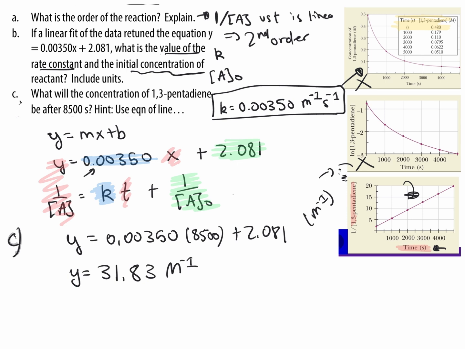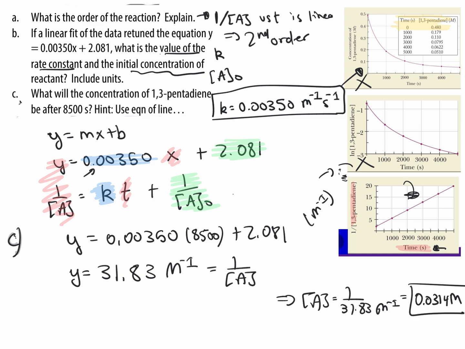Now, my y value is not equal to my concentration, but according to the graph, it's equal to 1 over my concentration. So this is equal to 1 over concentration. And then I do that same inverse transformation I did before. Just take 1 over both sides, and I'm going to get A is equal to 1 over 31.83, which is equal to 0.0314 molar. Always make sure you're using proper units.